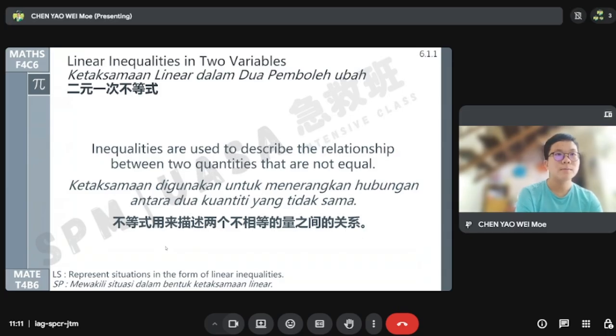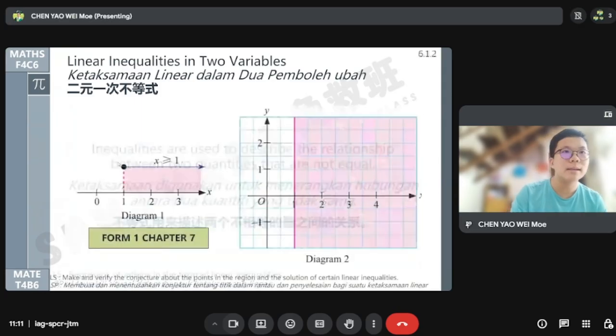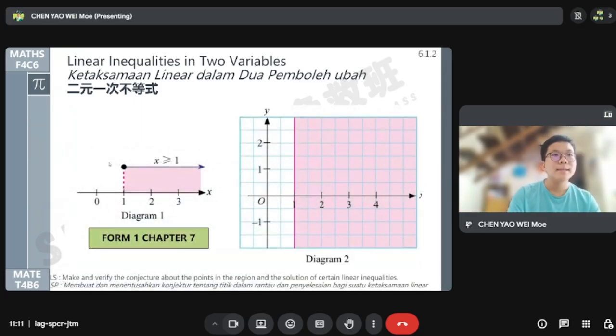When we say inequalities, they are used to describe the relationship between two quantities that are not equal. In Form 1, you learned about the number line. When we want to represent an inequality on the number line, we represent it like this. The dot means x is larger than 1. x is larger than 1, right? The line that we draw is solid.